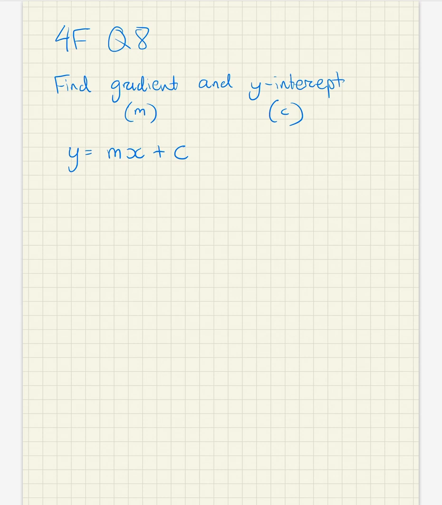Now, the equations that we're given in each part, for example, here's a, x plus y equals 4, is not in the same form as y equals mx plus c. It's not ordered in the same way. And so the question asks us to rearrange first. In other words, we need to make y the subject of this equation.